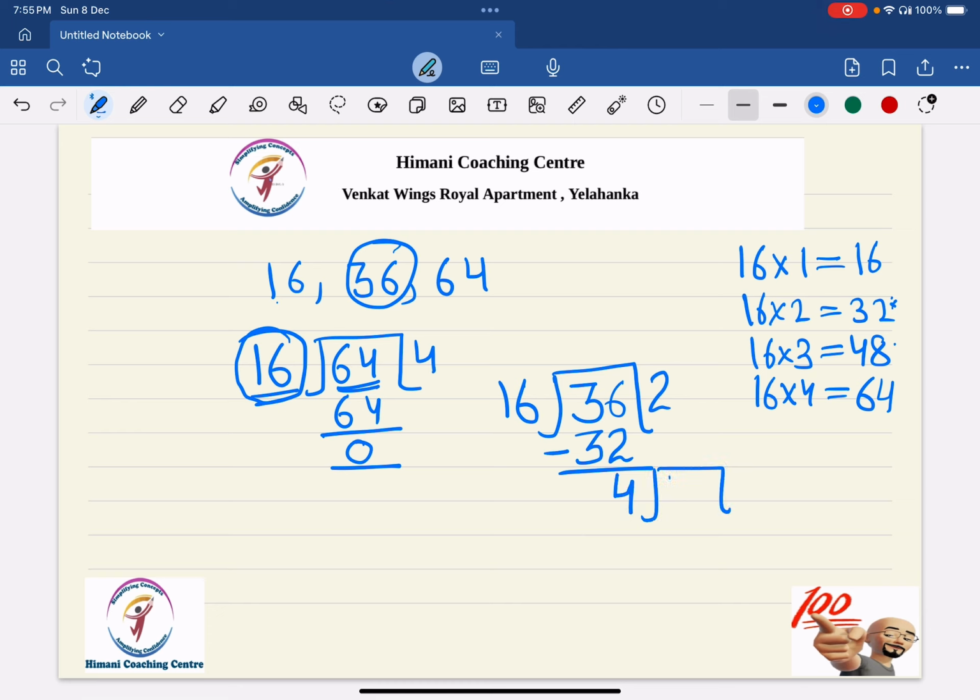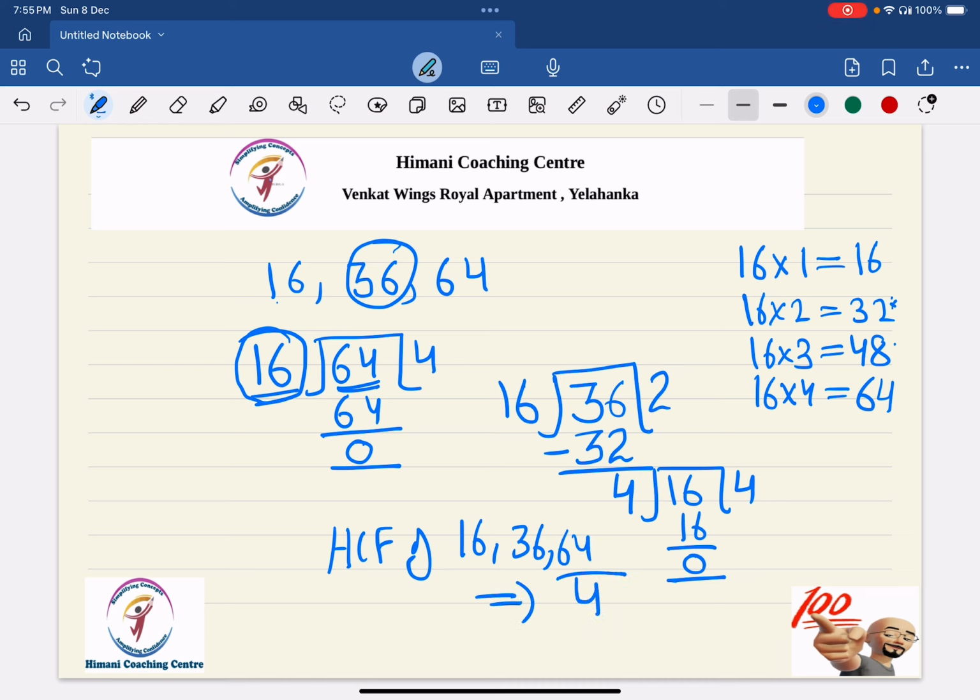Now 16 becomes the dividend. 4 times 4 is 16 and remainder is 0. So kids, what has happened? HCF of 16, 36 and 64, the answer is 4. Okay, we will do one more question. You can pause the video and do the work, note down this particular working.